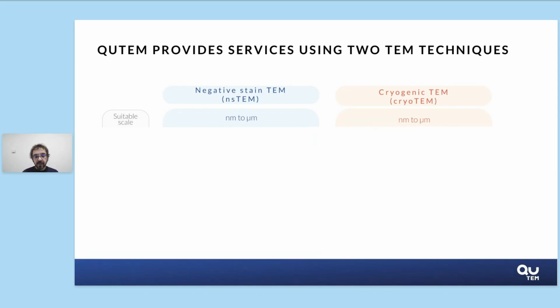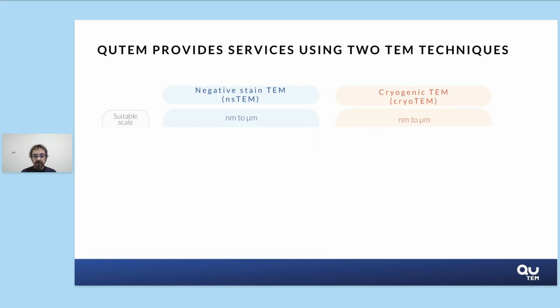And up to a certain limit, of course, because you can imagine that the bigger your object is, the less easy it will be for the electrons to penetrate it. And therefore, when we start to reach the micrometer range, the particles start to get darker and darker. And if we want to see them, we need to increase the electron dose, and then we typically start damaging the sample.